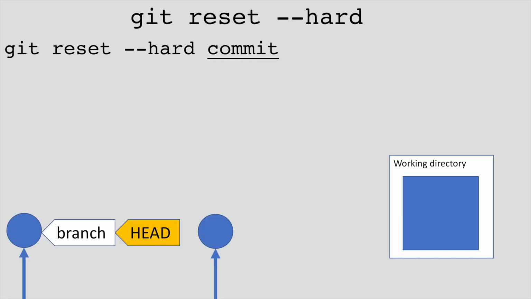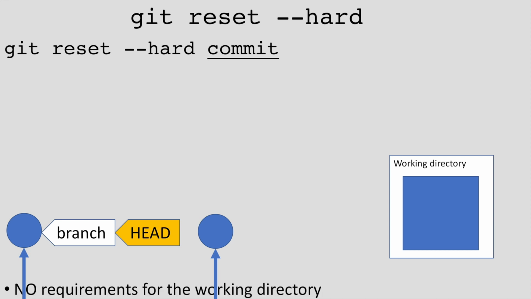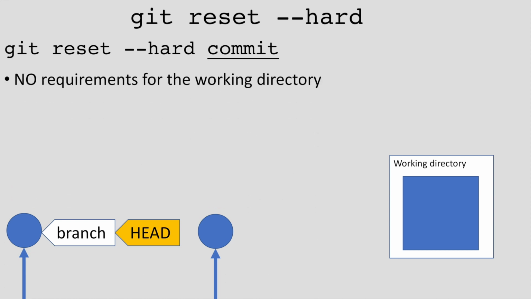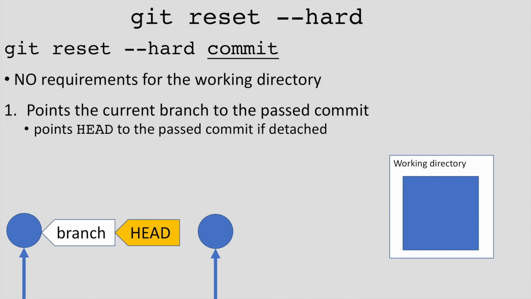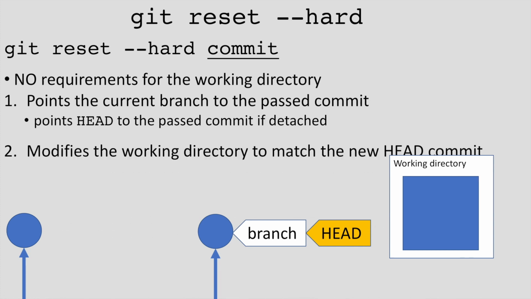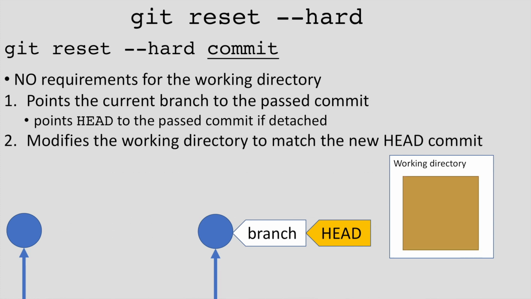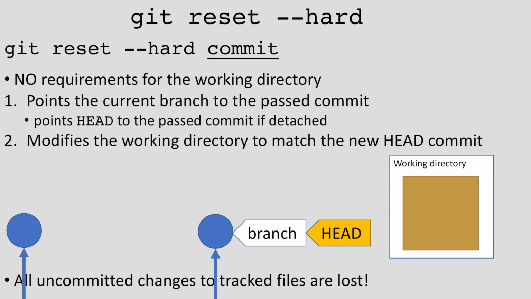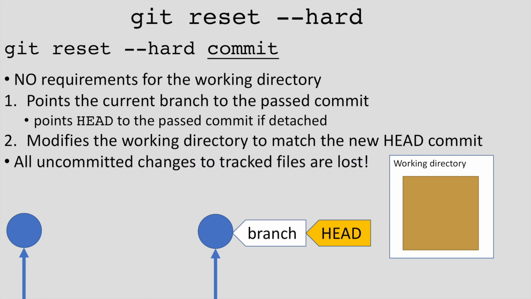The command git reset --hard commit has no requirements of the working directory. It points the current branch to the past commit. If HEAD is detached, it points HEAD to the past commit. It modifies the working directory to match the new HEAD commit. All uncommitted changes to tracked files are lost. They're not stored anywhere.